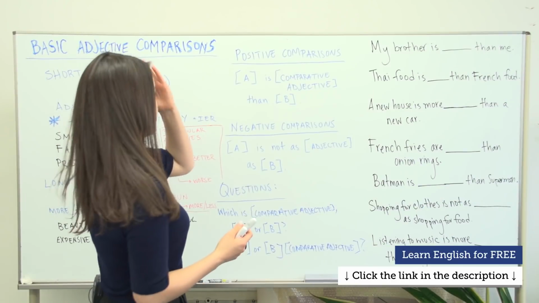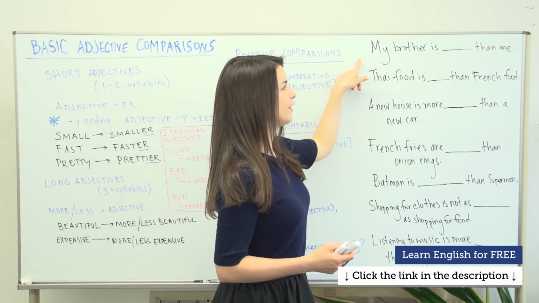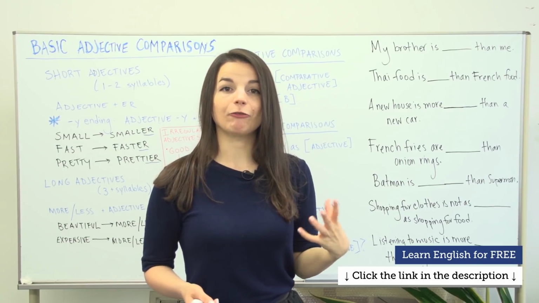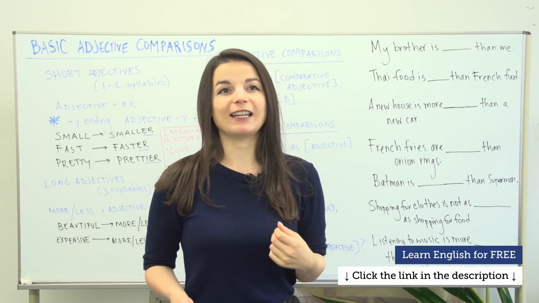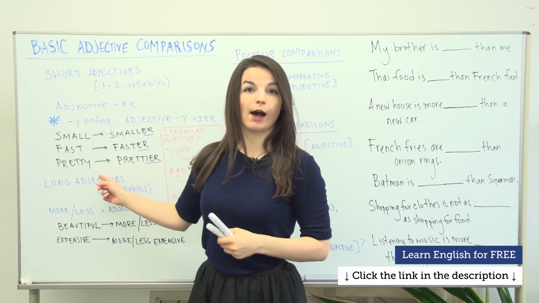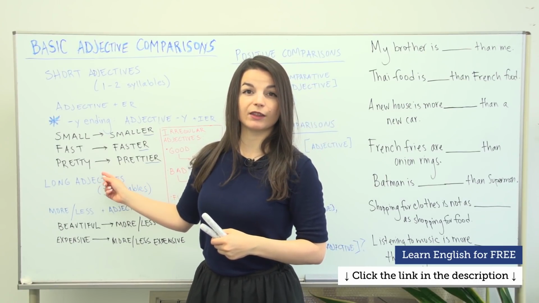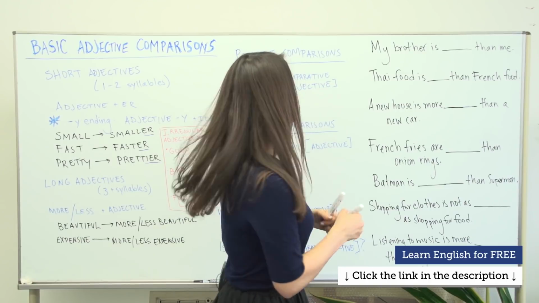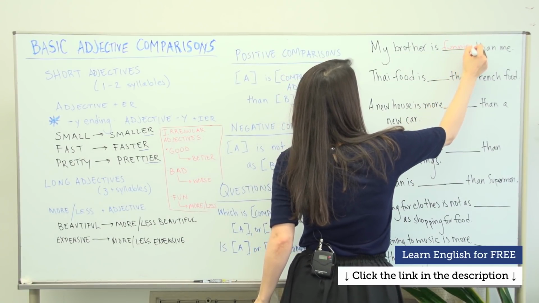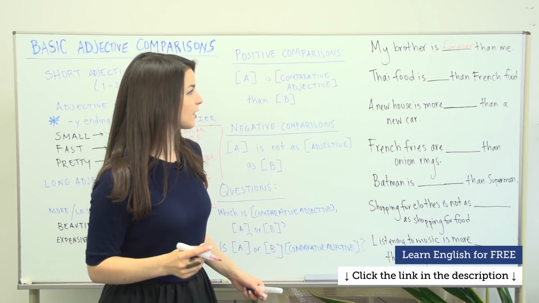Okay, so the first sentence that I have, my brother is something something than me. I want to use the adjective funny here. So funny has two syllables, funny. It also ends in Y. So I know I need to apply this rule I just talked about here. So the correct answer is funnier. My brother is funnier than me. This is the correct answer.